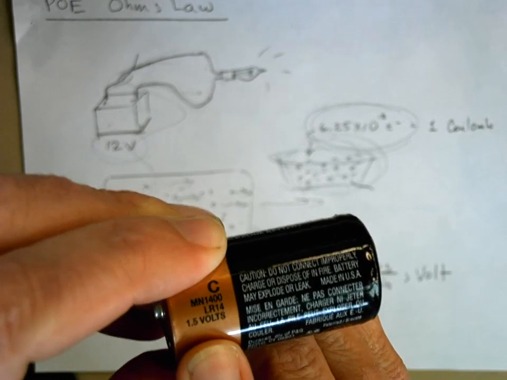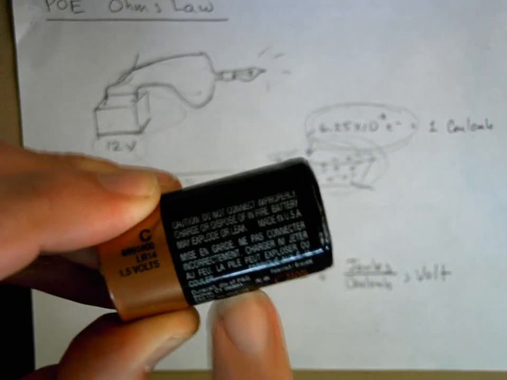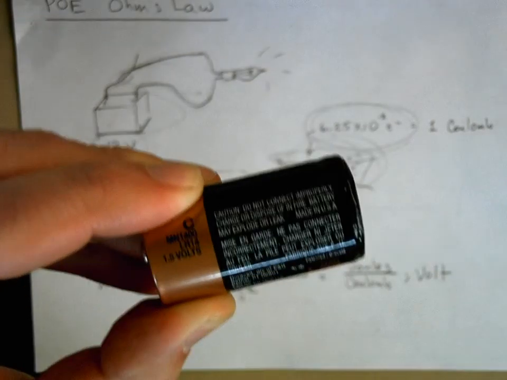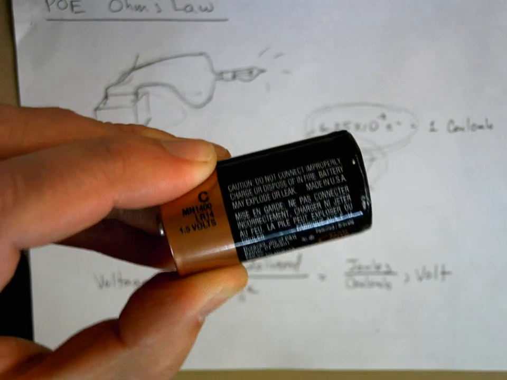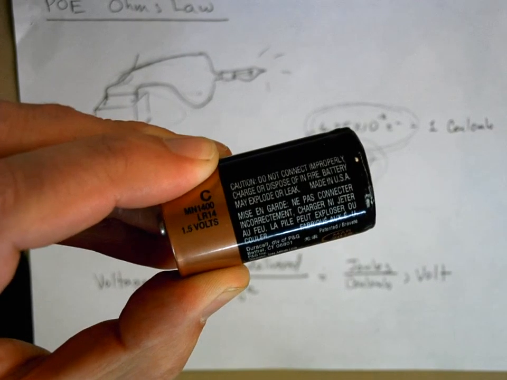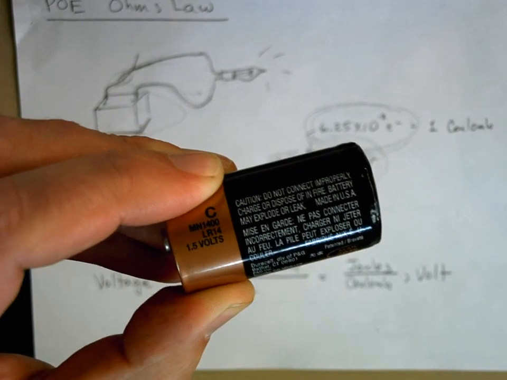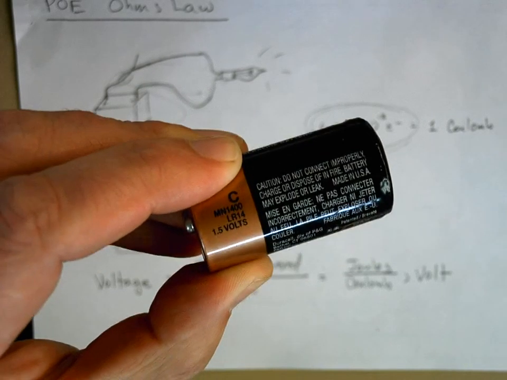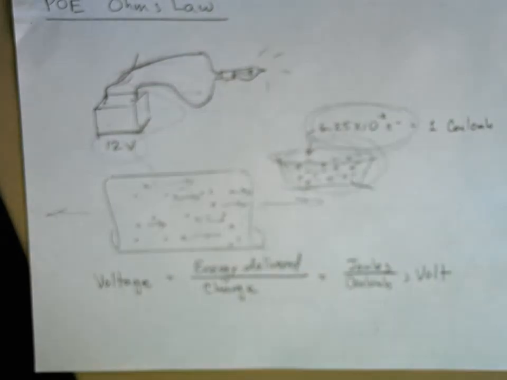1.5 volts. This thing delivers 1.5 joules of energy for every coulomb of charge. For every 6 billion trillion electrons that come out of it, it'll give you a joule of energy, which isn't very much energy, actually, right? But that's pretty good.